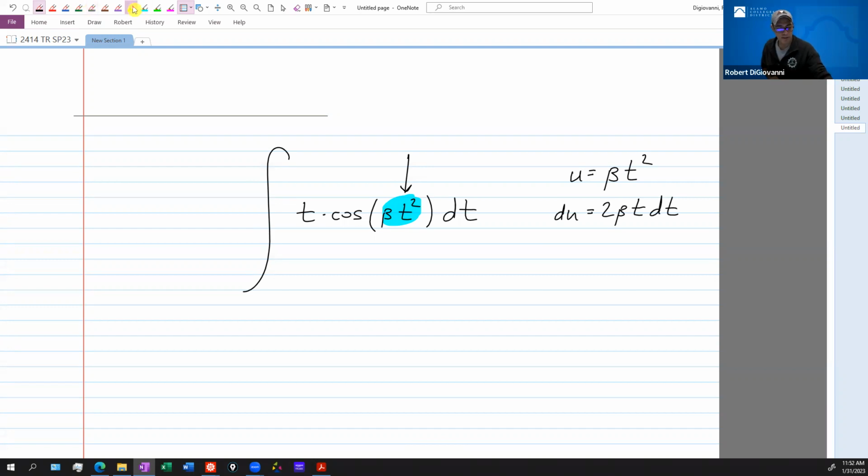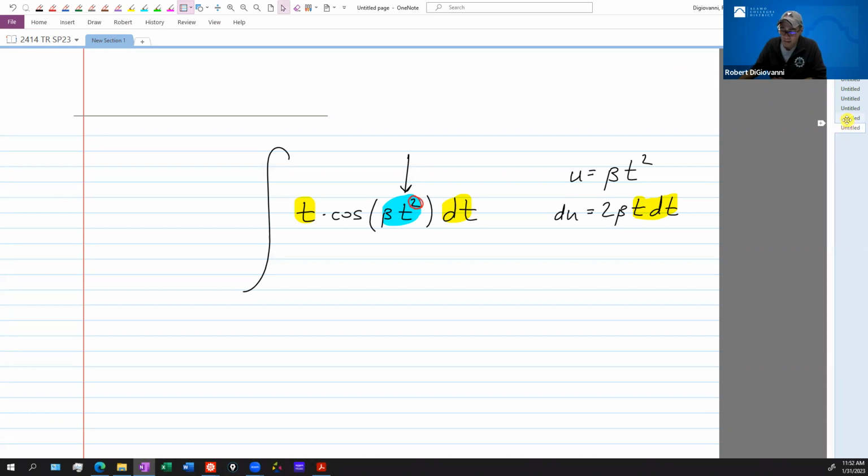Do you have that? Well, I have t dt, don't I? I'm off by how much? 2 beta. That's a constant. So I'm off by a constant, so I'm going to do basic u substitution here. You see what a subtle difference, it's just that square that gave me the ability to do that problem with u sub.